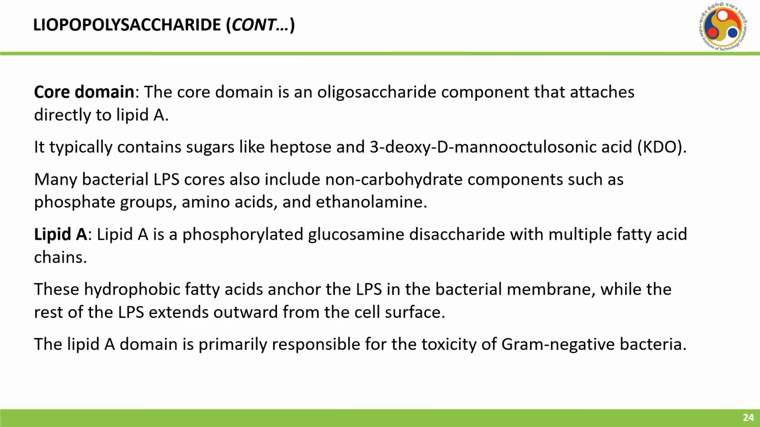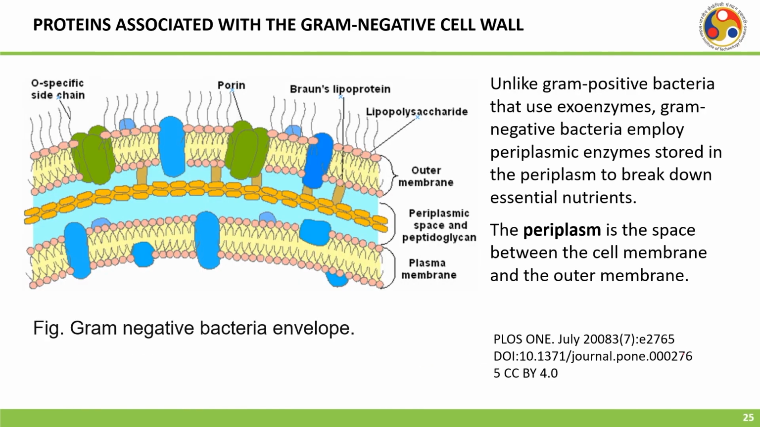Lipid A is a phosphorylated glucosamine disaccharide with multiple fatty acid chains. These hydrophobic fatty acids anchor the LPS in the bacterial membrane, while the rest of the LPS extends outward from the cell surface. The lipid A domain is primarily responsible for the toxicity of gram-negative bacteria.